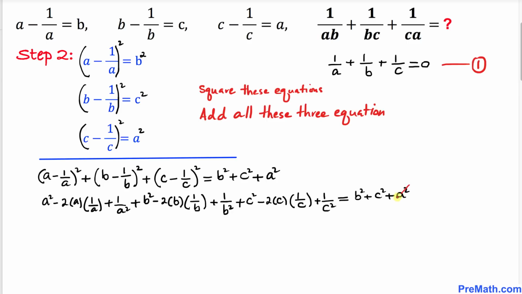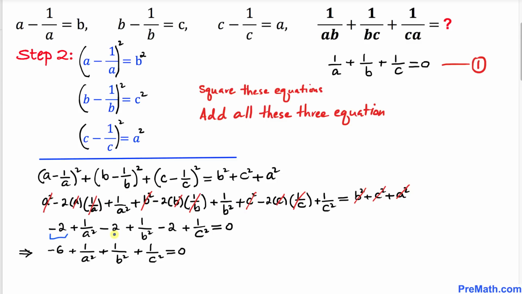Now we can see that this A square and A square is gone, this B square is gone, this C square and C square is gone. And here we can see this A and this 1 over A is gone as well, B and this 1 over B is gone, this C and 1 over C is gone as well. So we simply ended up with negative 2 plus 1 over A square, minus 2 plus 1 over B square, minus 2 plus 1 over C square equals 0.